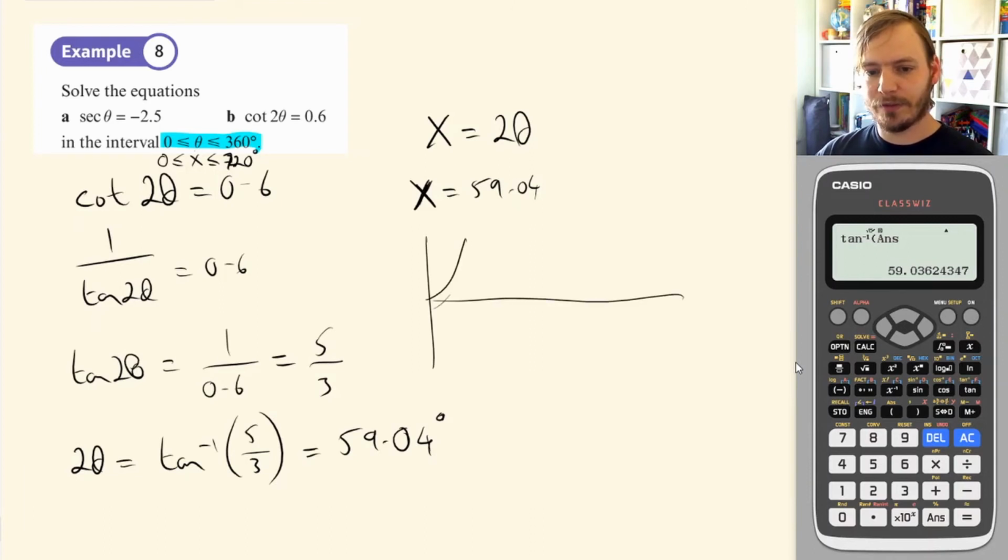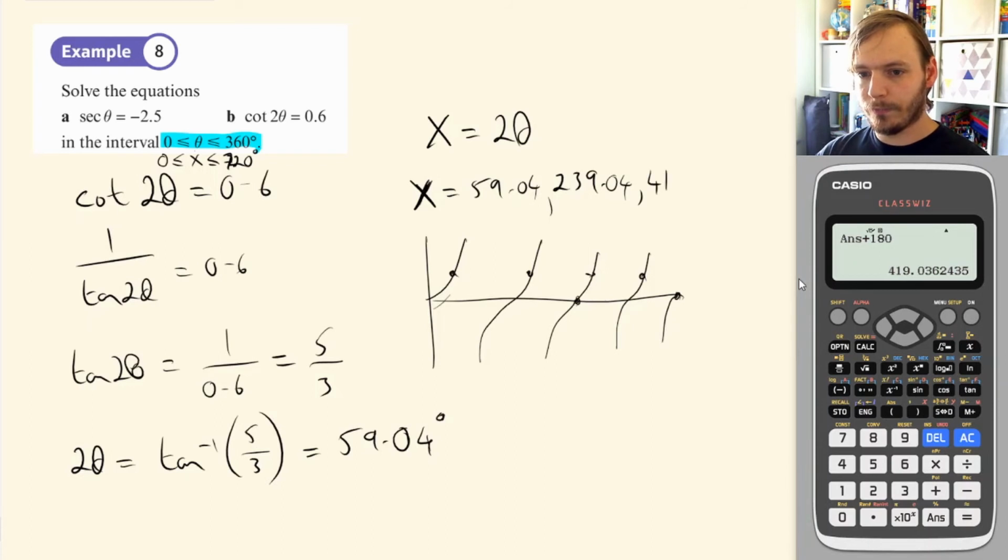So our tan graph does this, and it would stop there if it was 360, but it doesn't stop there, it stops here for 720. So I've got 1, 2, 3, 4 different values, and I just add 180 every time. So if I just add 180, then I get 239.04, and then 419 and 599, those are all my different values for x, which is 2 theta.